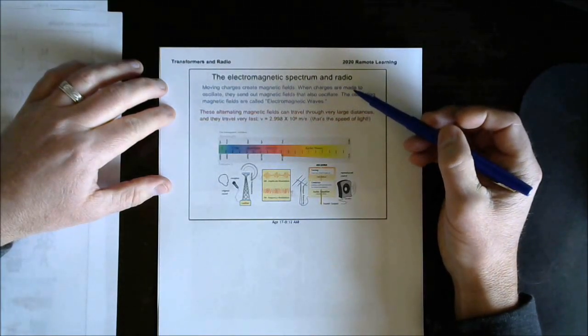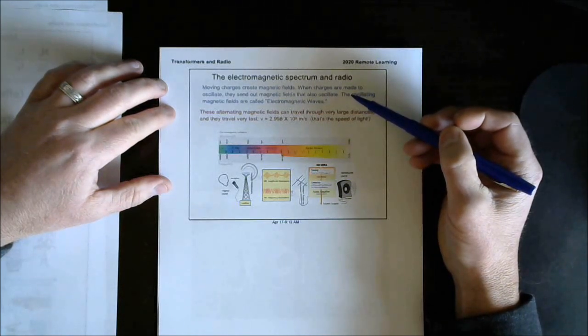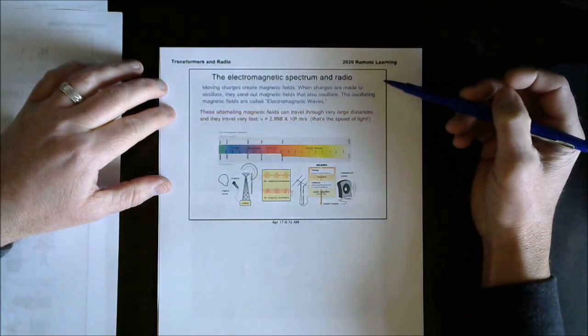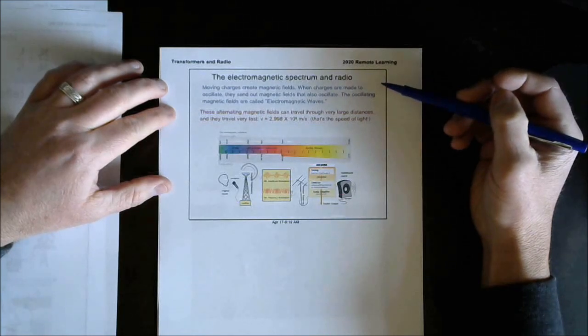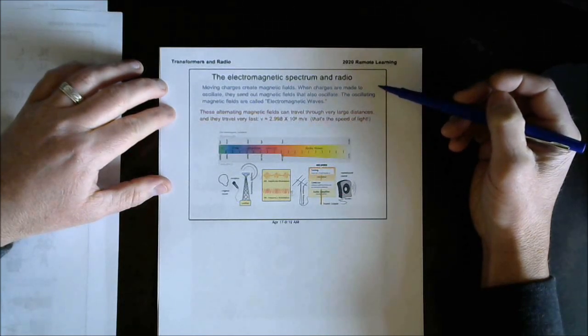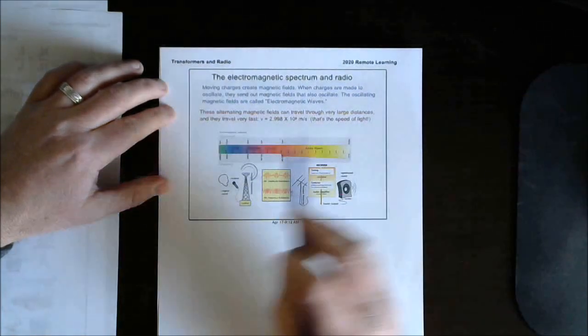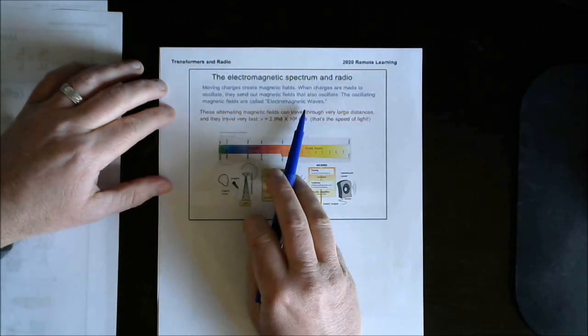When you make charges oscillate, that means the charges move back and forth along a wire at a very regular rate. They send out magnetic fields that also oscillate, and those magnetic fields will oscillate at the same frequency that the charges themselves were oscillating. So if your charges are moving back and forth 10 times per second, it'll send out a magnetic field that changes 10 times per second. These oscillating magnetic fields are called electromagnetic waves.